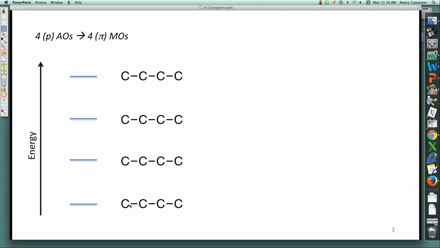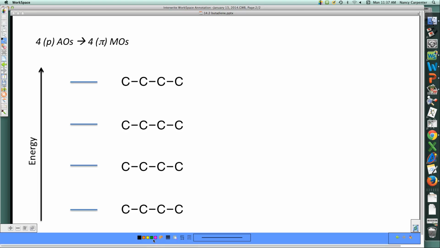So let's do that. Remember that to build up these molecular orbital diagrams, the number of p atomic orbitals must be equal to the number of pi molecular orbitals and vice versa. So I'm starting out with 4 p orbitals. I must end up with 4 pi molecular orbitals. Let's do it. Start with the all bonding p orbital overlap. So all 4 p orbitals on these adjacent carbons are in phase.